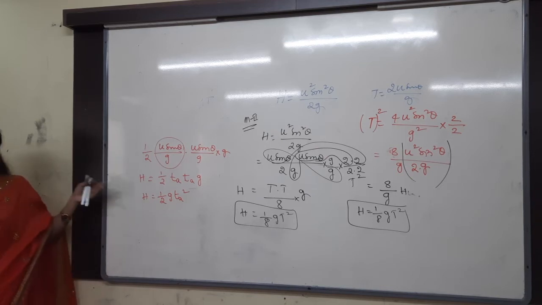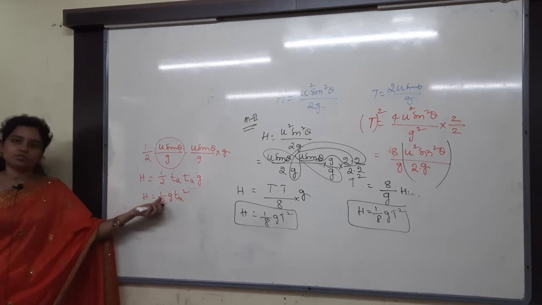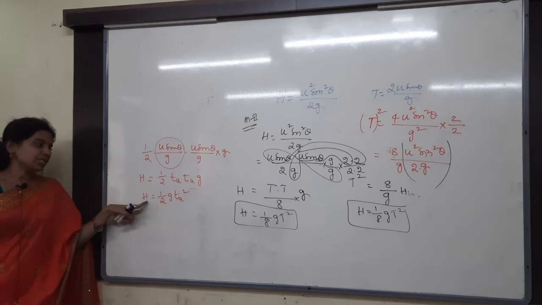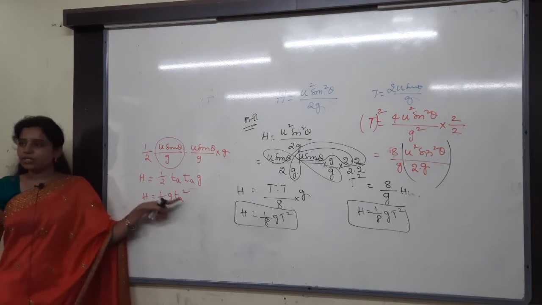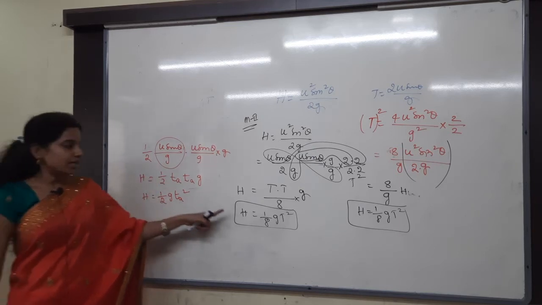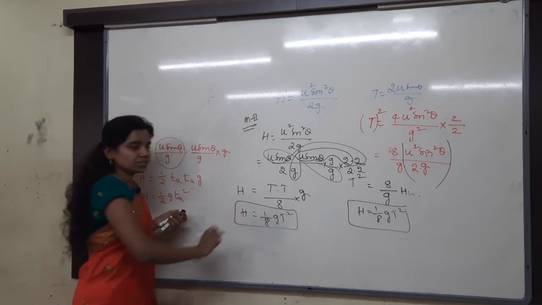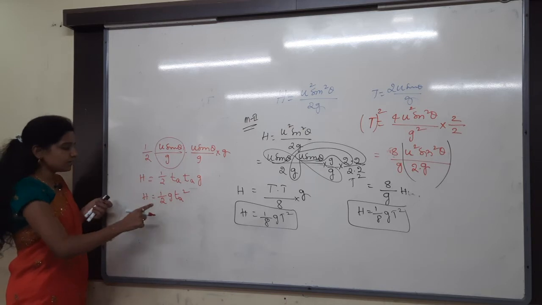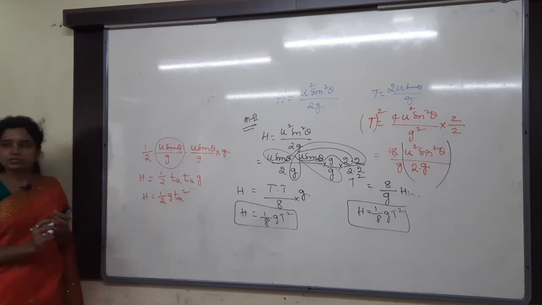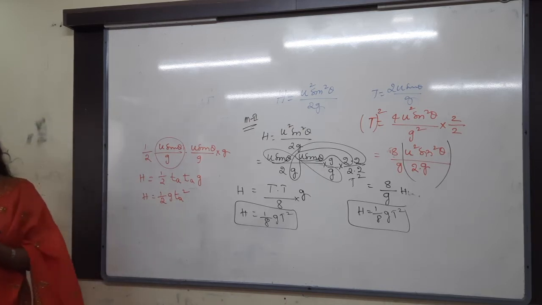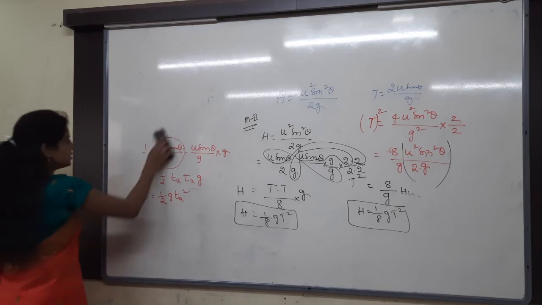Understand, right? Either you can write it in this form also, but this is the relation between h and T_A. But now I am asking the relation between h and capital T. h and capital T is 1 by 8 g T square. h and T_A means you will get half g T_A square. Okay, then let us revise all the formulas once.